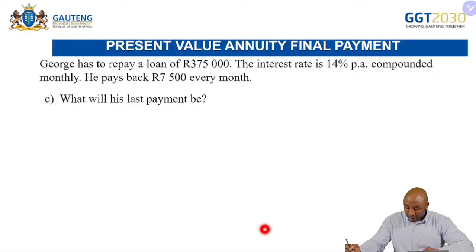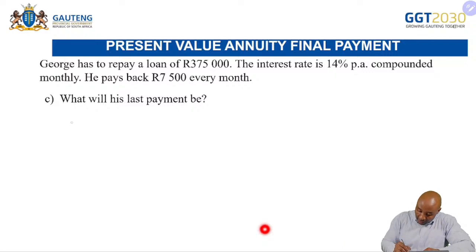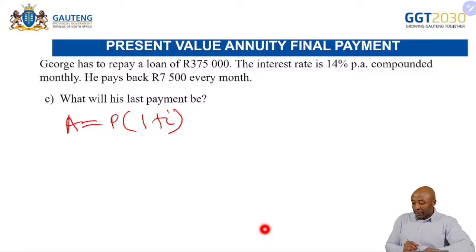So remember we said for the final payment, I'll use A is equal to the outstanding balance, and I'll treat the outstanding balance as that, times 1 plus I. Let me use OB so that you remember what you are taking as your principal amount and you compound grow it for 1 month.